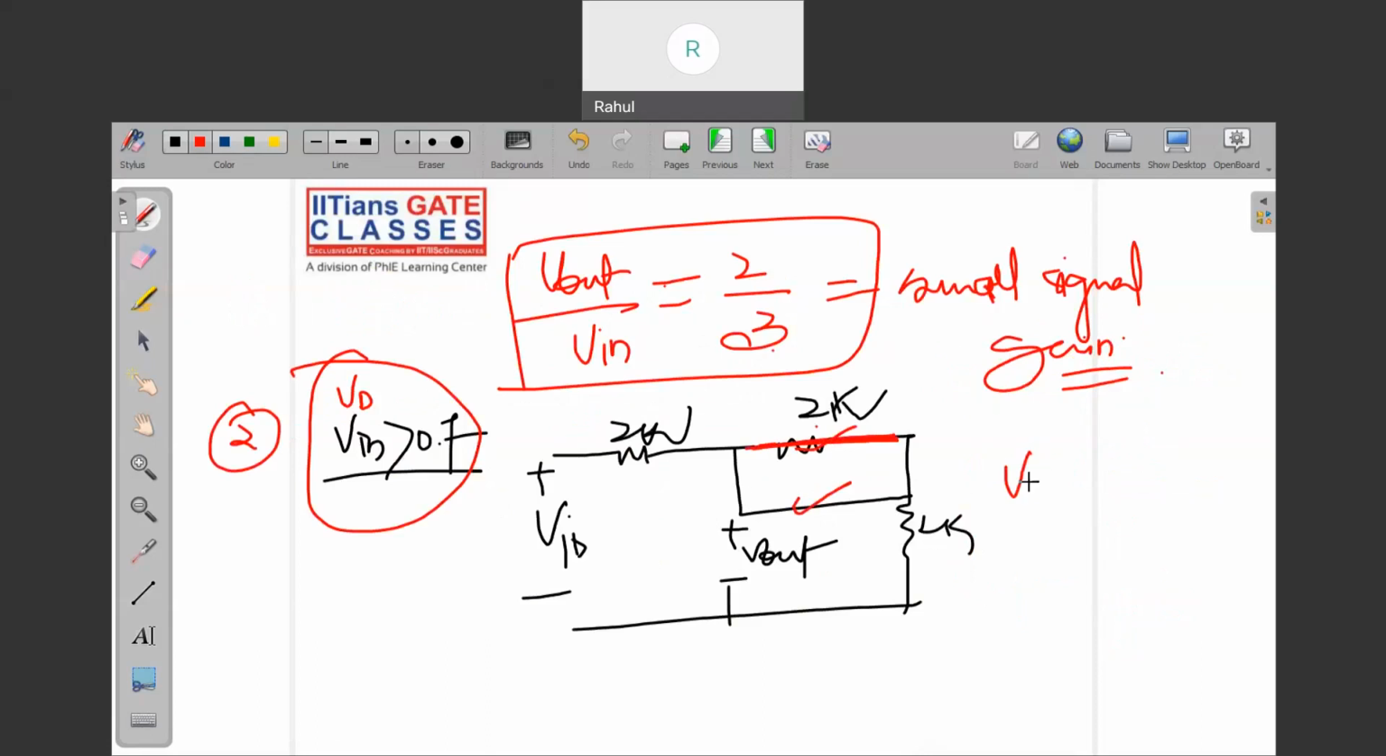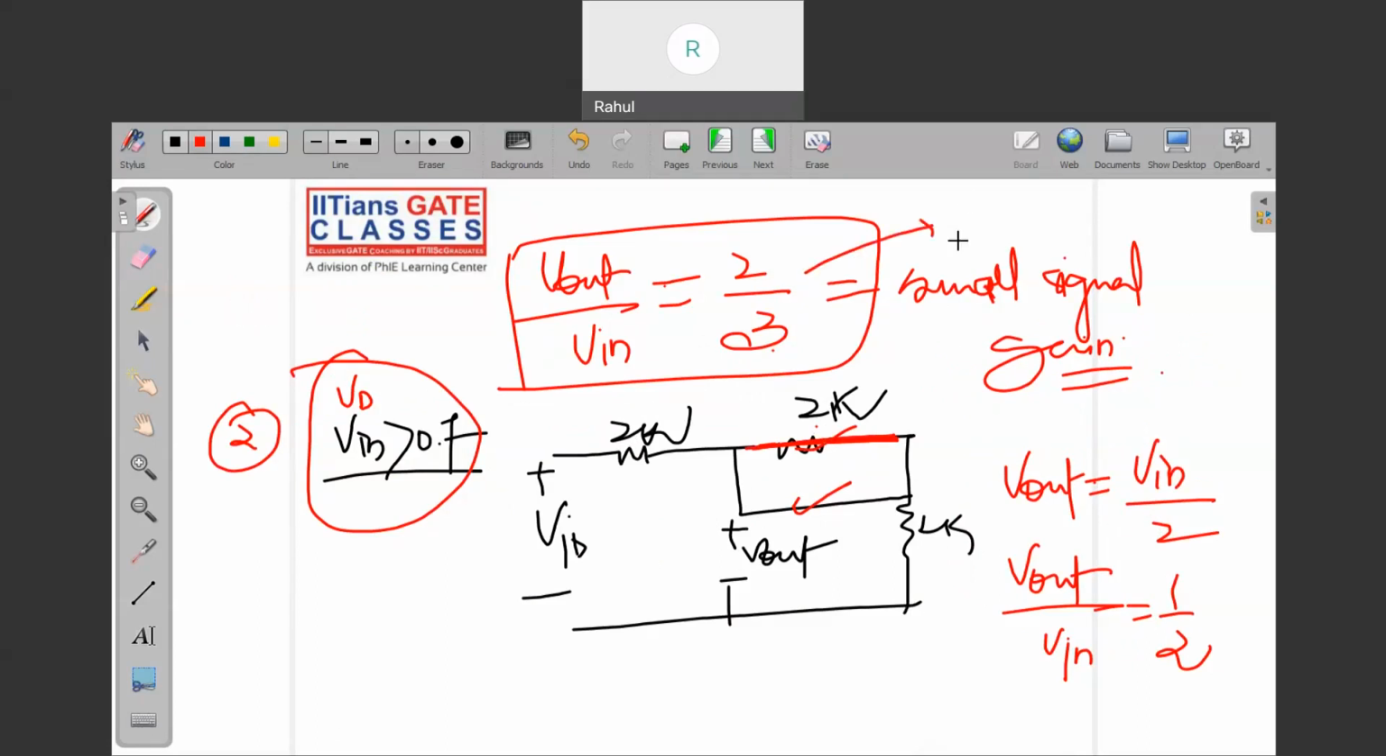Now V out equal to what? It will be V in by 2, because both resistances are the same, so voltage division. So from here V out upon V in will be 1 by 2, right? So this is basically 0.66 and this is 0.5, right? So maximum is this and minimum is this.